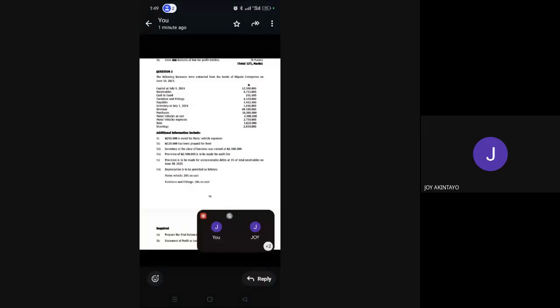So we have capital being the first item. Our capital will be on the credit side. Don't forget your naira side. So it will be on the credit side, so we say 12.5 million.